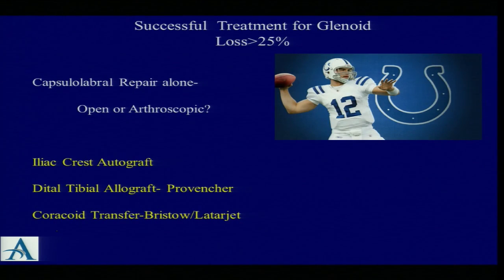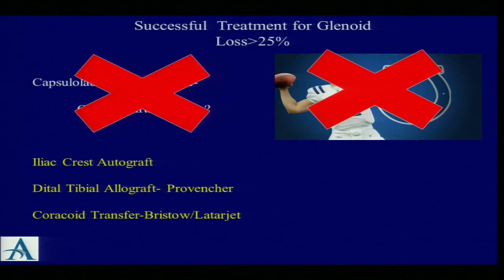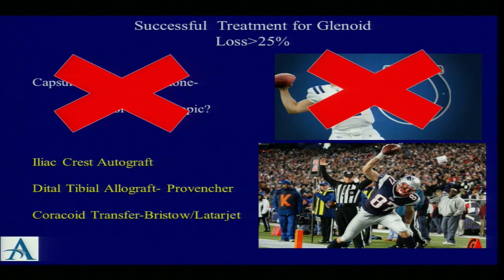And so successful treatment for glenoid loss, instead of really talking about open versus arthroscopic surgery at this point, I think we can agree that arthroscopic surgery is probably the gold standard. And what we should really be asking is, can we do it through a capsular labral repair alone, or do we have to do something about the bone loss? And so absolutely more than 25%, you've got to do something about the glenoid bone loss.